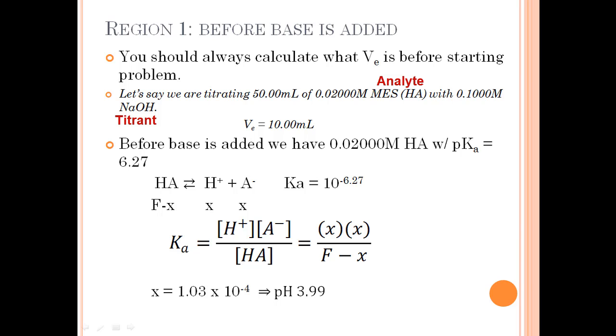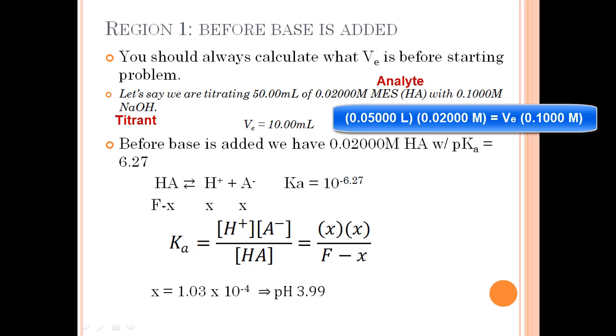If you set it up, basically to figure out the equivalence point, you would take 50 mL times 0.02 and then divide by 0.1, which is the molarity of the base. You'll see that the equivalence point is 10 mL. So now you know that is the equivalence point. Great. Let's find out what the pH is before we add any base.